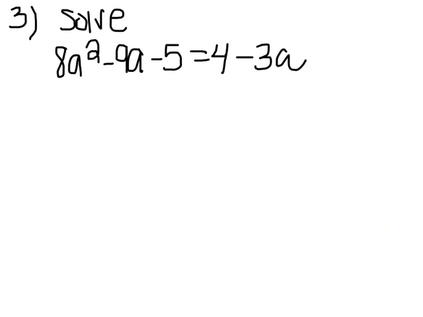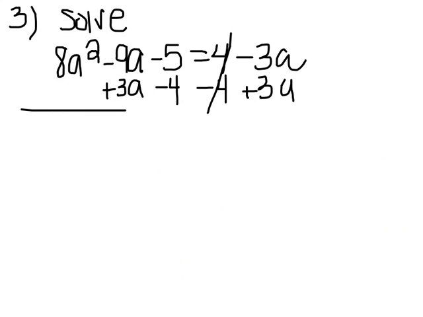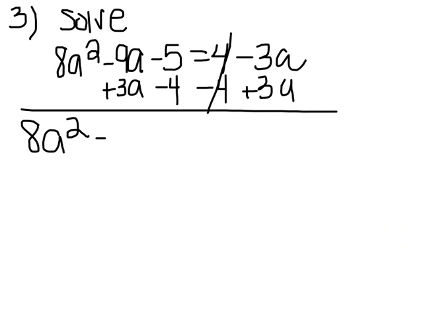So our first step in solving by factoring is to move all of our terms to one side. So we'll be subtracting 4. We'll move that 4 over with the negative 5. We'll also be adding this 3a to both sides so that we move this to the left side with our negative 9a. Our new equation is 8a squared minus 6a minus 9 equals 0.